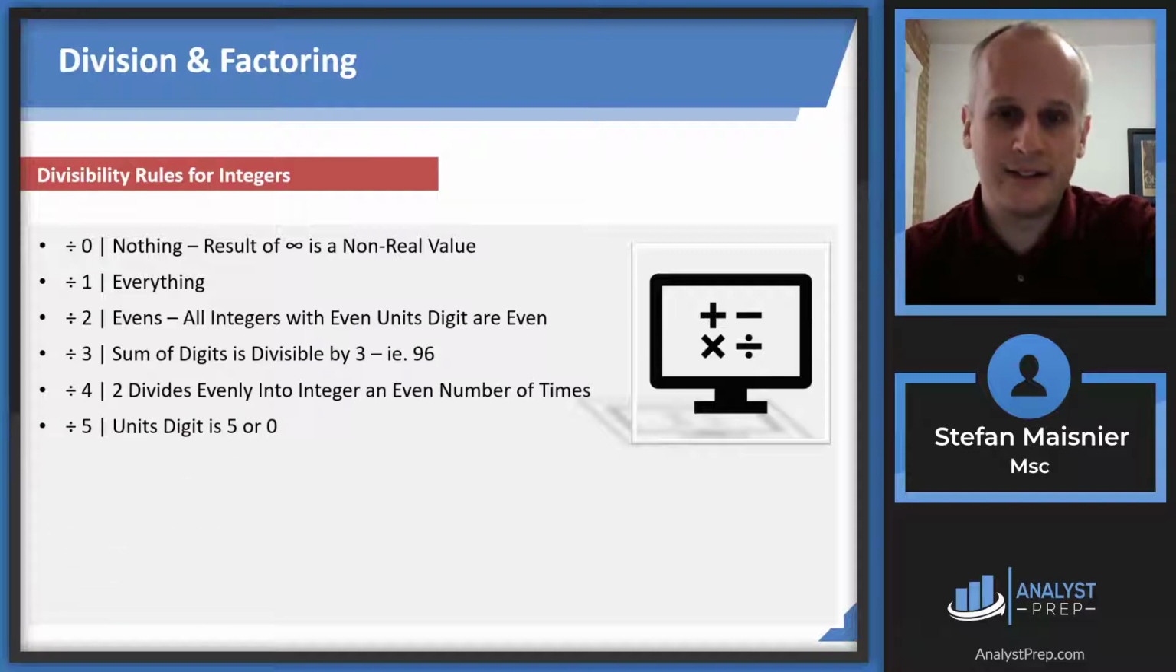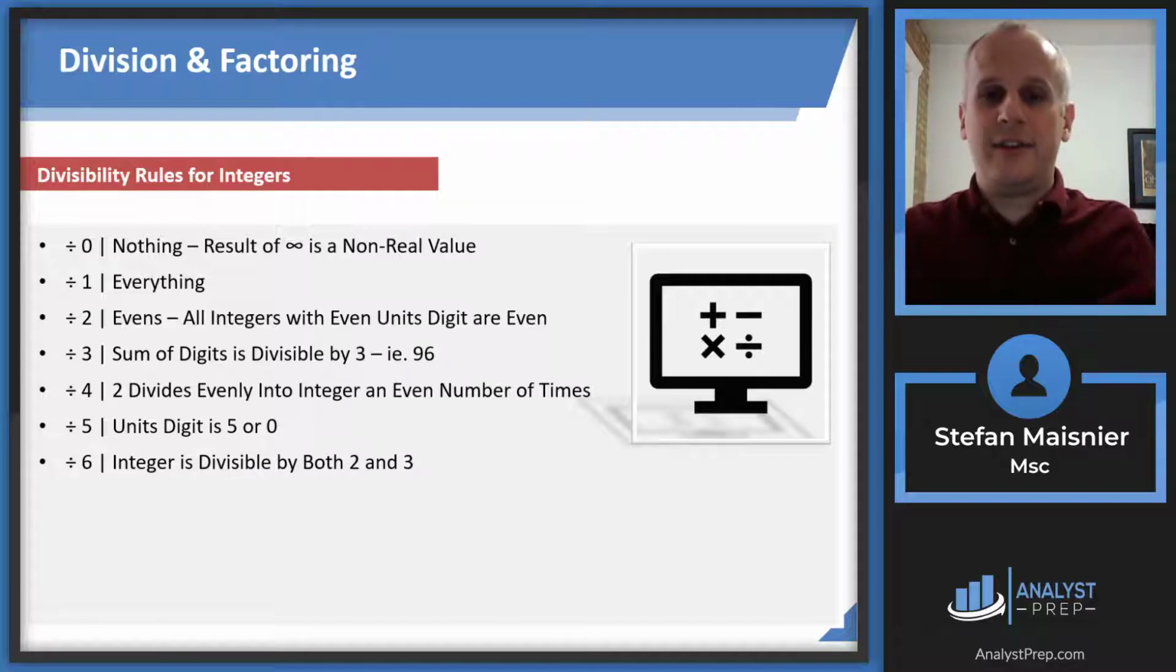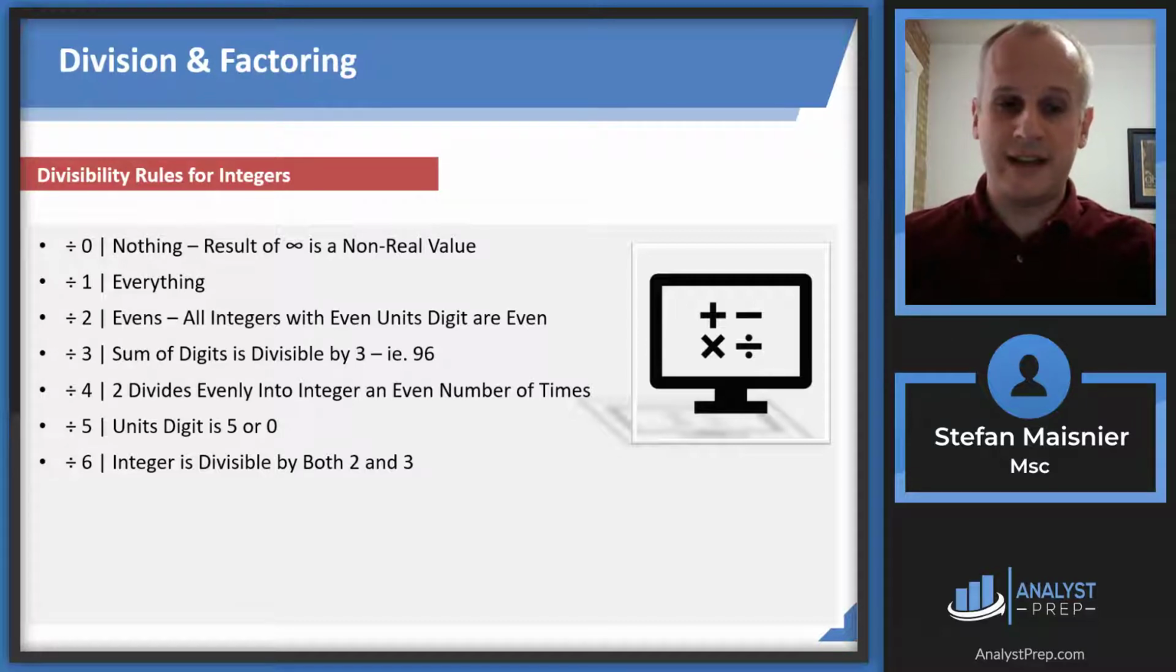Now, 5 is an easy one. Most people know if the units digit is either 5 or 0 for our integer, then the entire integer is divisible by 5. You know an integer is divisible by 6 if the integer is divisible by both 2 and 3. So that means if you've got an even number where the sum of the digits is divisible by 3, the integer is divisible by 6, because those are the prime factors of 6, 2 and 3, that is.